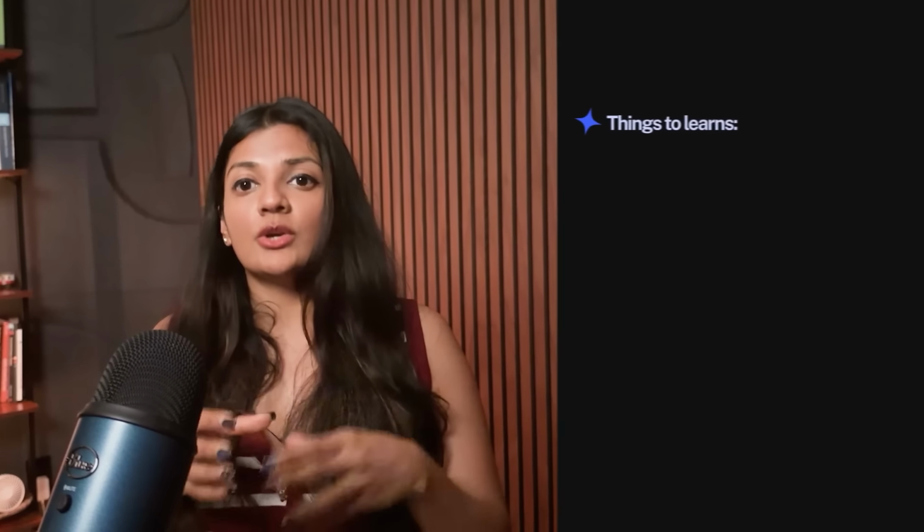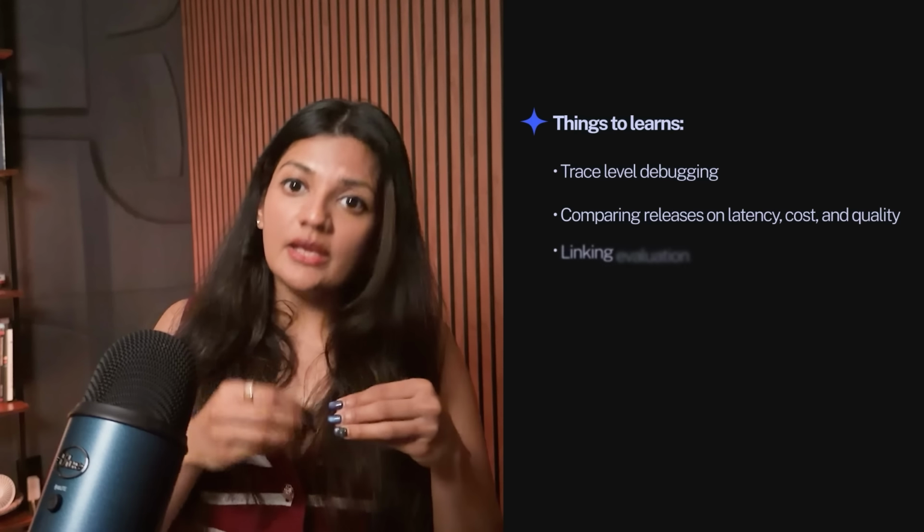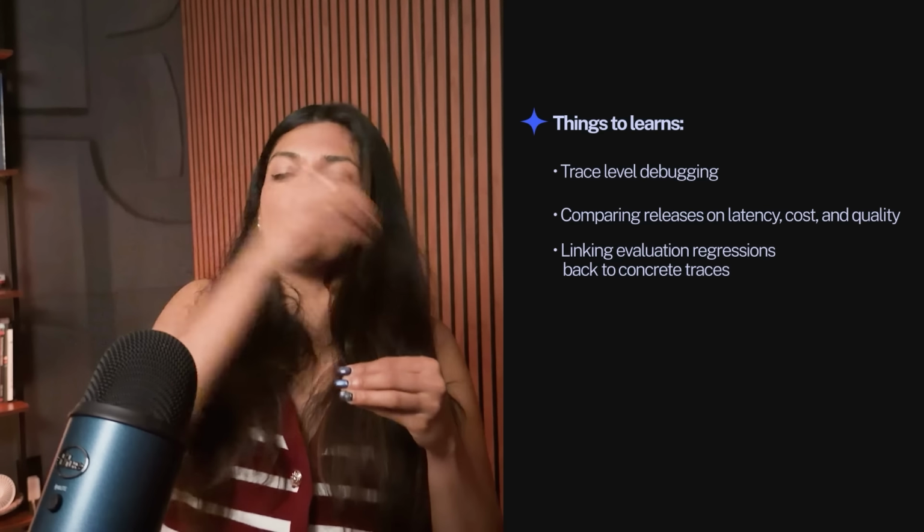What you need to learn across all of these is trace level debugging, comparing releases on latency, cost, and quality, and linking evaluation regressions back to concrete traces. When something goes wrong in production, and trust me, it will, you need to be able to trace exactly what happened and why.